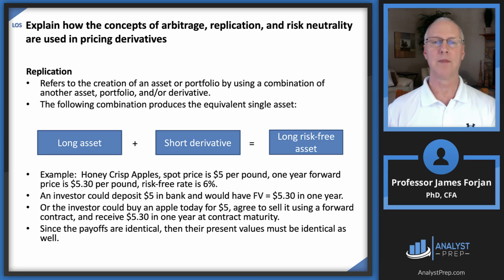And so note what's happening here. The investor has a choice. They could either go down to the bank and invest in some kind of a savings account or invest in an apple. Either way, the future value is going to be $5.30. And since those payoffs are identical, then their present values must be identical as well. And so this is the idea of replication. You could go to the bank and get $5.30, or you could go to the apple market and you would have $5.30 at some time in the future.